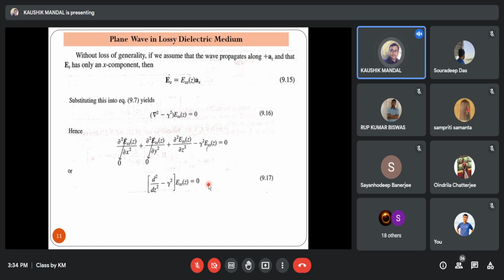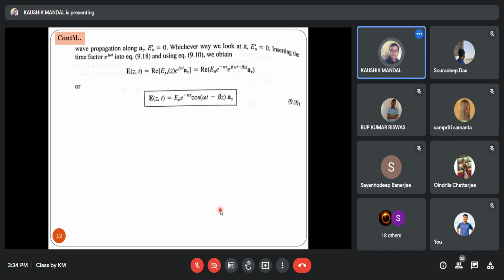Now if we consider the solution of this differential equation, we can write it in this particular form: Ex(z) = E0 e^(-γz) + E0' e^(γz). As we are considering only the z component, we can assume that E0' equals 0. So from the previous equation, what will be the equation of E(z,t)?